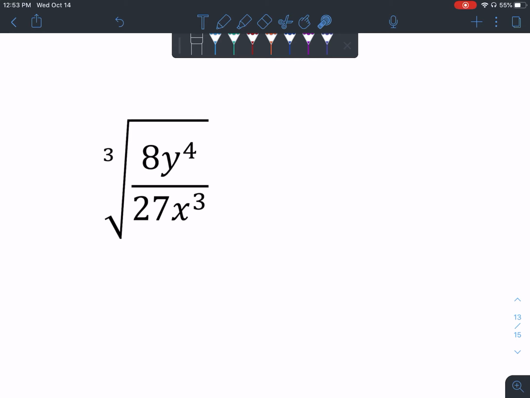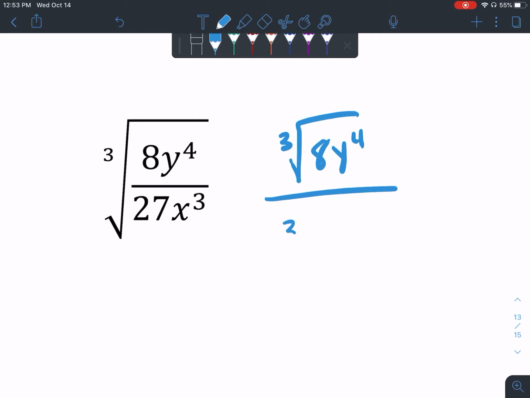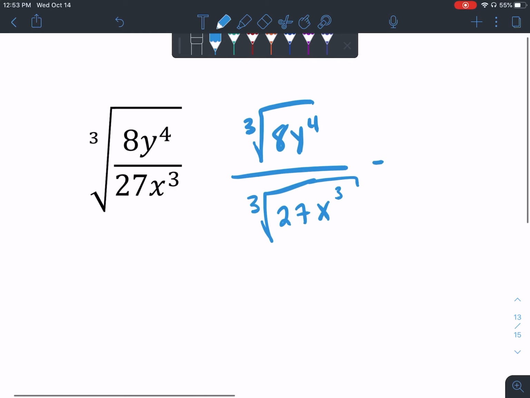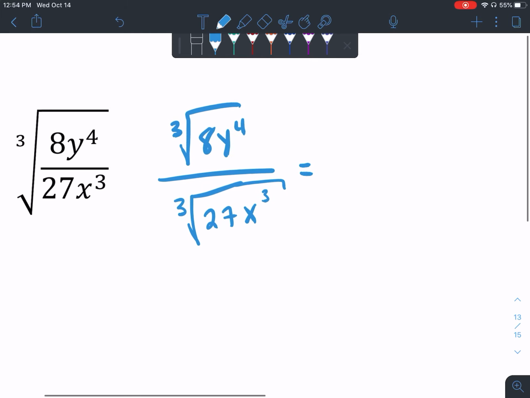Because there's nothing that simplifies, I can rewrite this as the cube root of 8y to the fourth over the cube root of 27x cubed. Just like we've done before, we're just going to simplify this. Immediately off the top of my head, I know the cube root of 8 is 2, because we can multiply 2 3 times to get 8. And then, just like we've done with the other ones, it's going to be y to the 4 divided by 3.